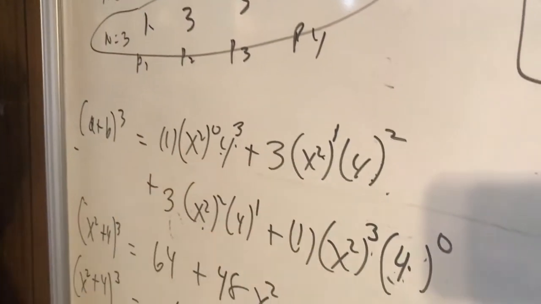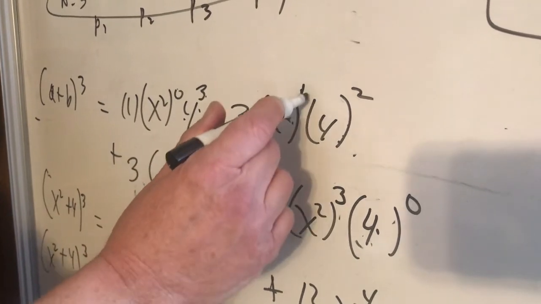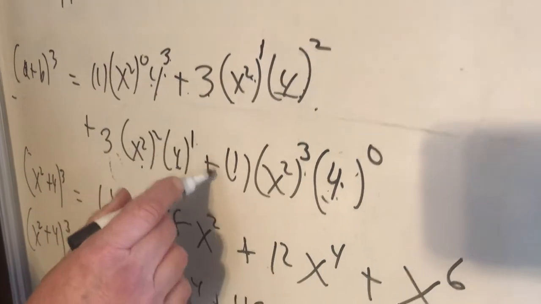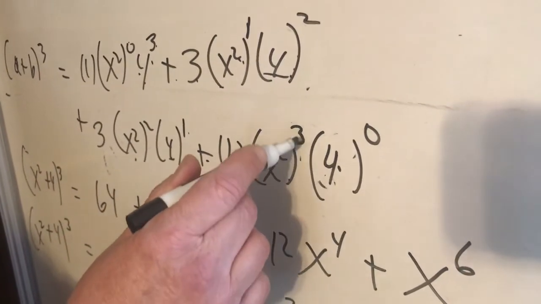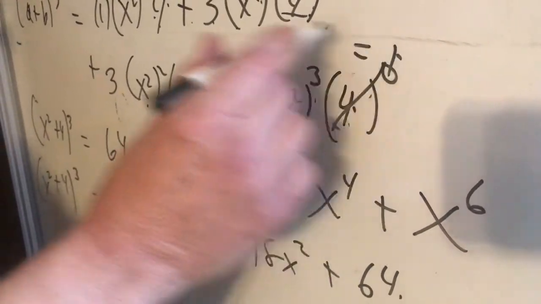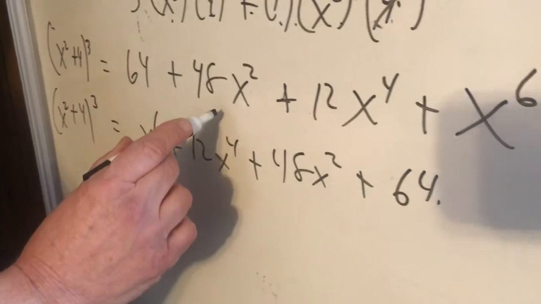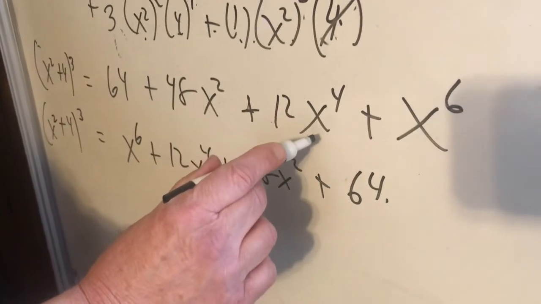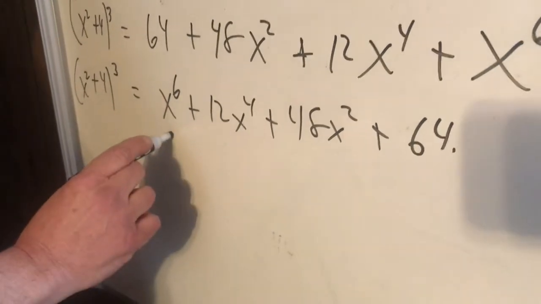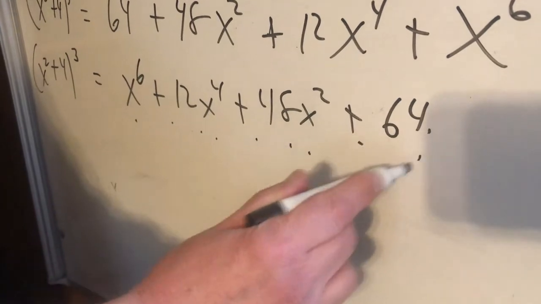Substitute that in here. 1 times x squared to the 0, 4 to the third; 3 times x squared to the 1, 4 squared; 3 times x squared squared, 4 to the 1; 1, x squared to the 3, 4 to the 0, which of course equals 1. What we get here is 64 plus 48x squared plus 12x to the 4th plus x to the 6th. Now I could put it in power order: x to the 6th plus 12x to the 4th plus 48x squared plus 64.